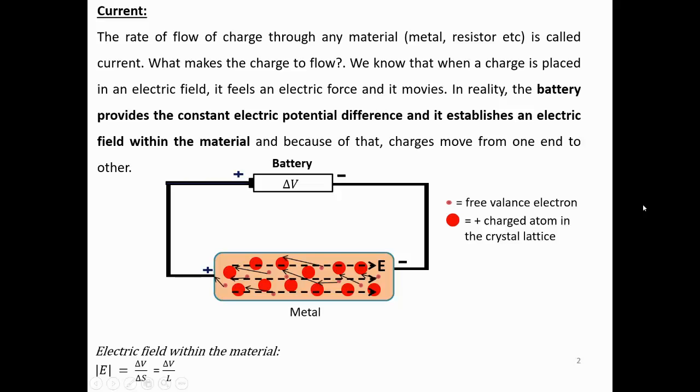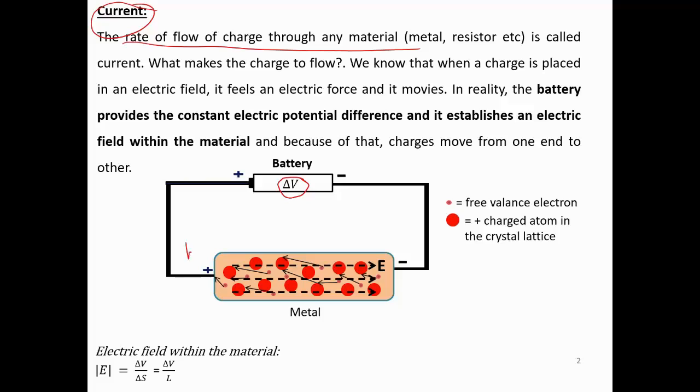So first of all, the electric current is defined as the rate of flow of charge through the material, mainly metal or resistors. So the rate of flow of charge is called electric current. So what happens is you need a battery. The battery provides the potential difference. Delta V is the potential difference. Battery is the source of potential difference. So when you connect the battery to the metal or any resistor, the battery provides the potential difference between these two. So this side becomes positive, this side becomes negative, right?